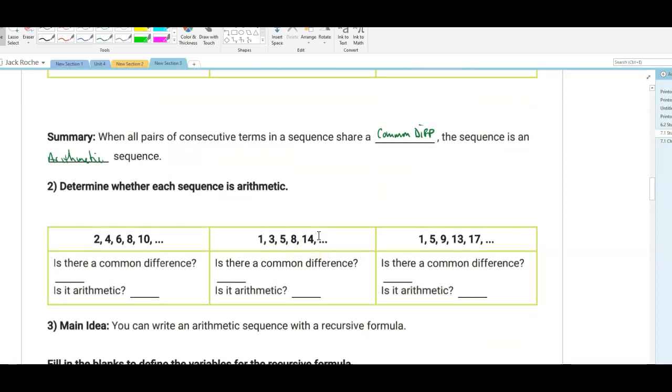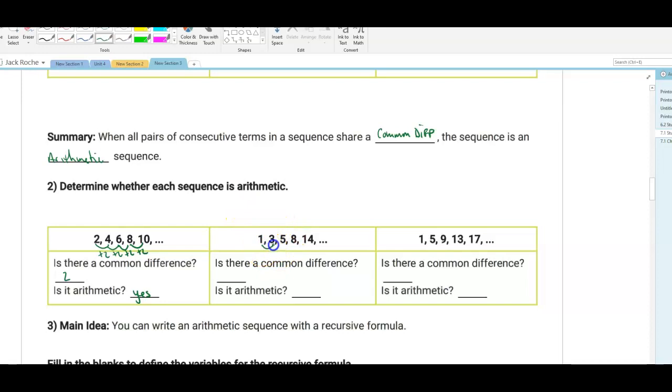So now determine if the following sequences are arithmetic, and determine if there's a common difference. If I look here, what am I going up? I'm going up 2, up 2, up 2, up 2. Is there a common difference? Yes, that common difference is 2. So is it arithmetic? Yes, you're adding the same amount each time.